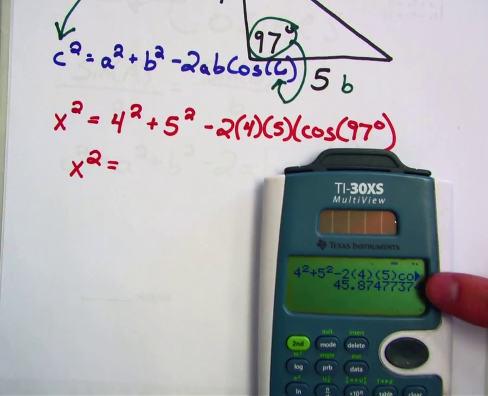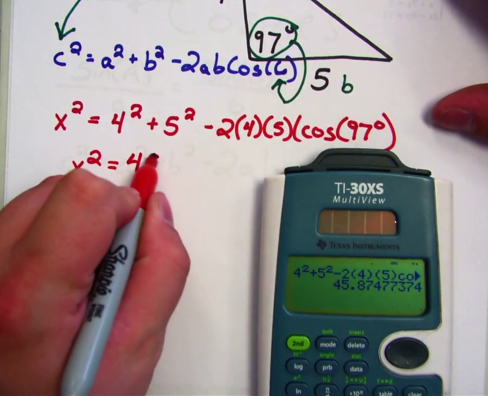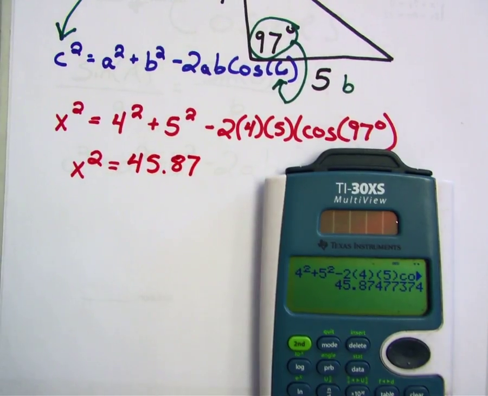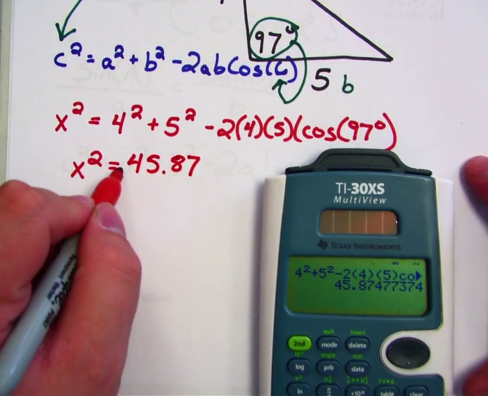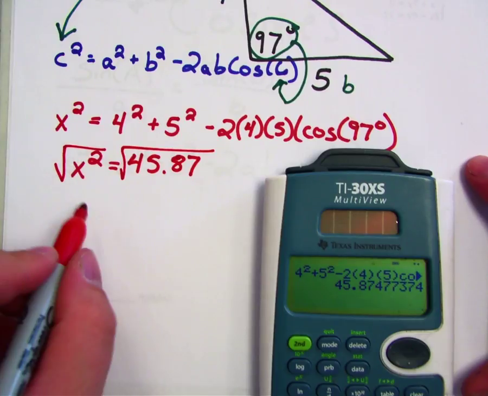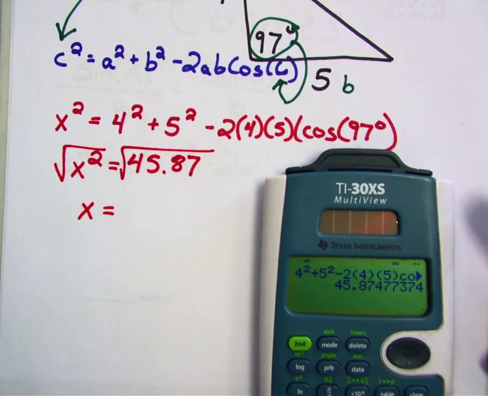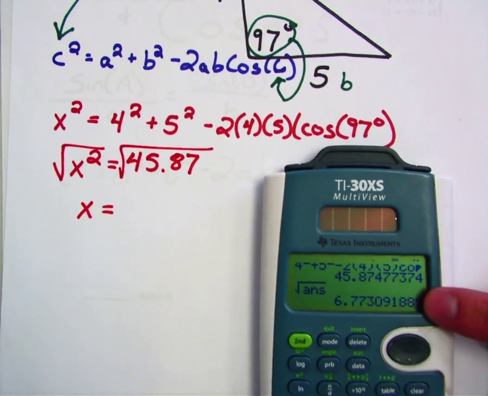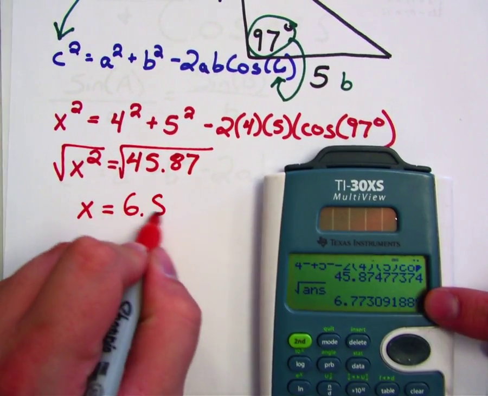That's going to tell me right there that x squared is equal to 45.87. Now we're not done yet. We still have to actually take the square root of both sides. So we're going to take the square root of both sides of that to get x, and we'll just use the square root function on our calculator and plug in the previous answer, and we get our x is 6.8 if we round.